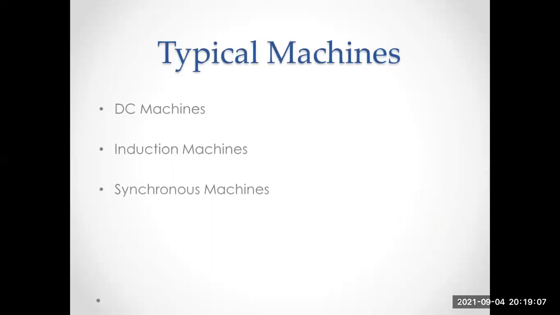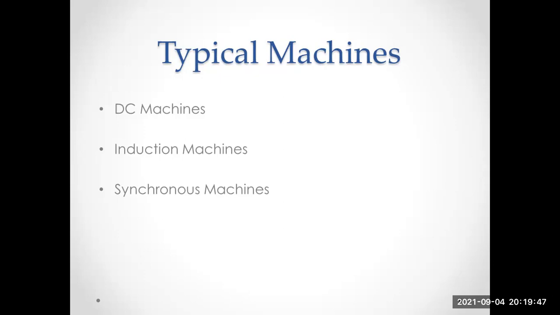So, typical types of machines: DC machines, induction machines, synchronous machines. These are the most common machines in our syllabus. DC machines, from the name, you can understand that they take DC supply, and that is covered in Electrical Machines One. Induction machines and synchronous machines you will study in Electrical Machines Two.